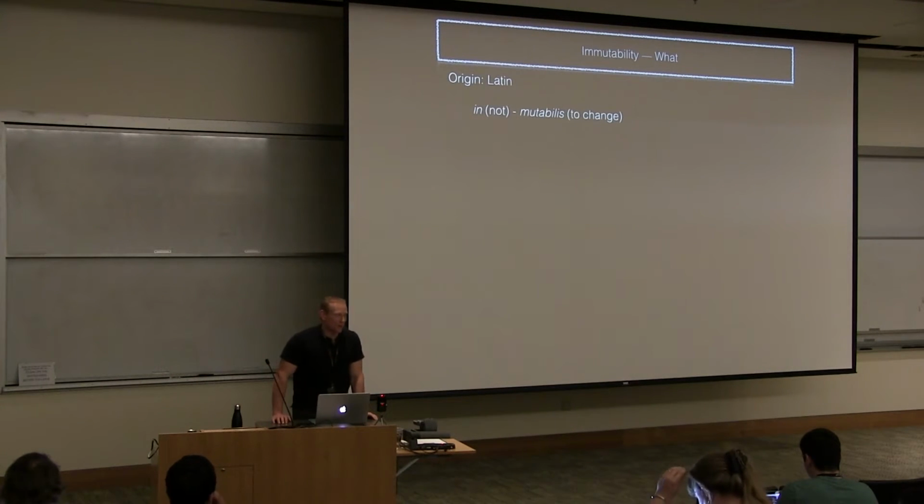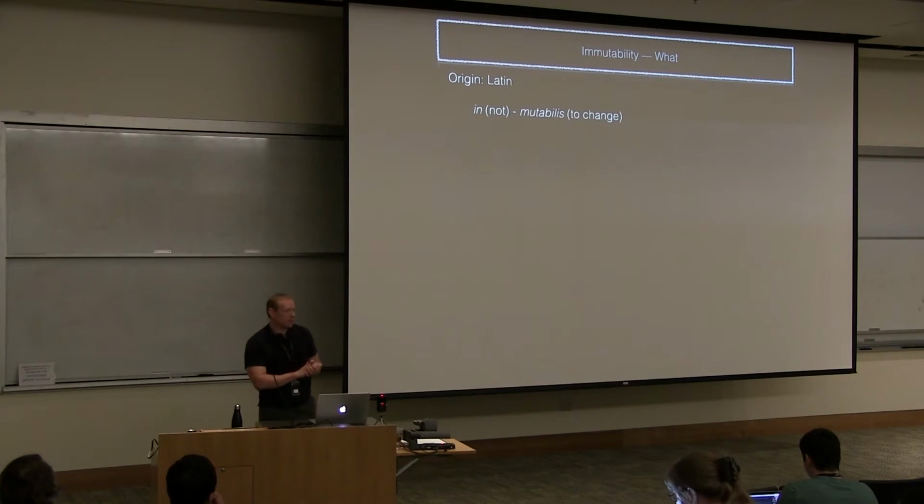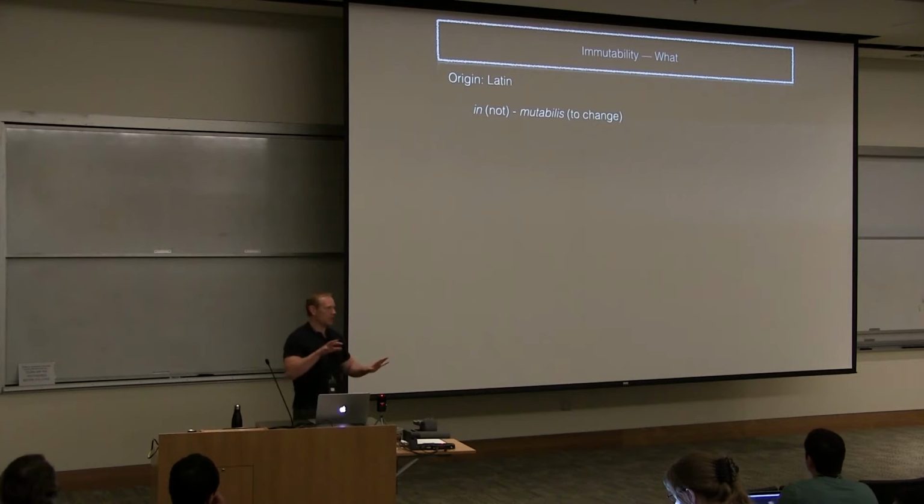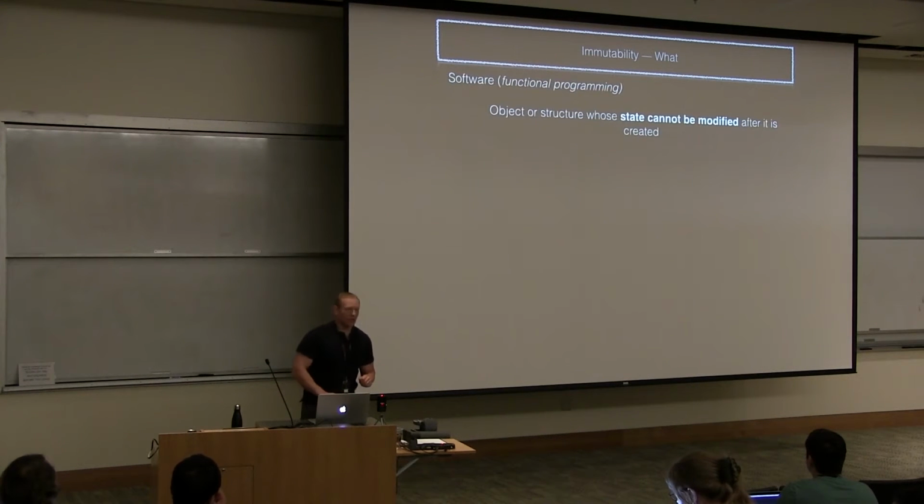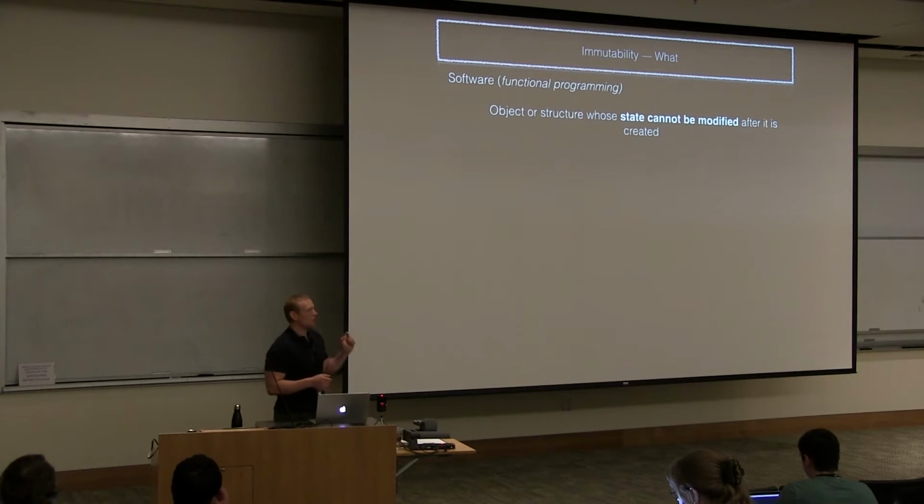Now let's talk about immutability. Well, what is it? Basically, this comes from the Latin immutabilis, meaning not and to change. So very literally, it just means something that doesn't change. In programming terms, what we're really talking about is an object, the state of which does not change after it is created. Now, I want to talk for a second about state.